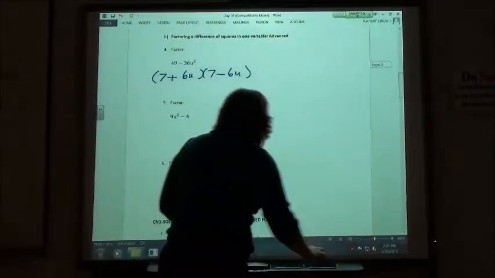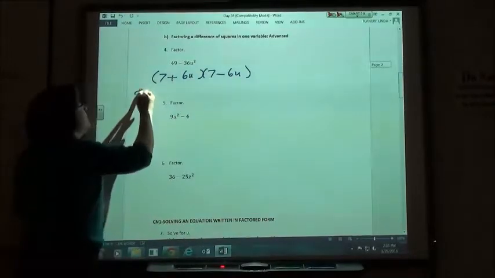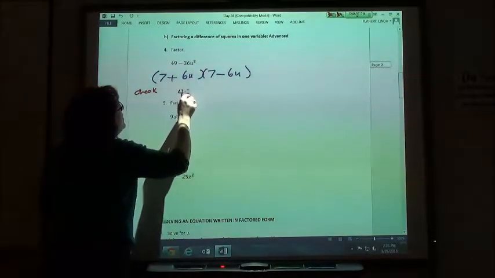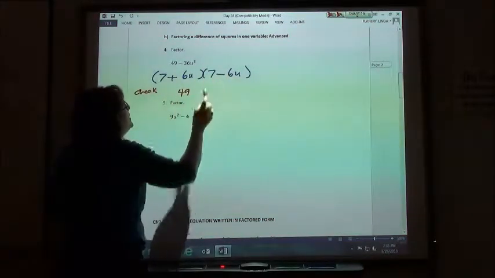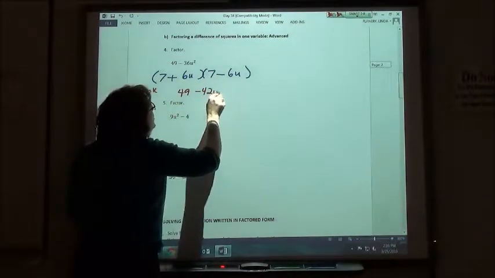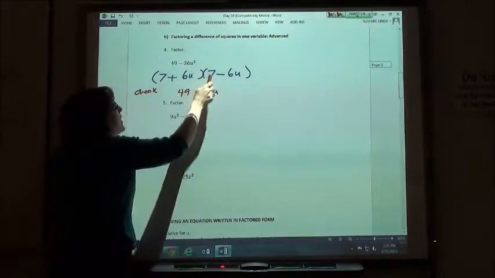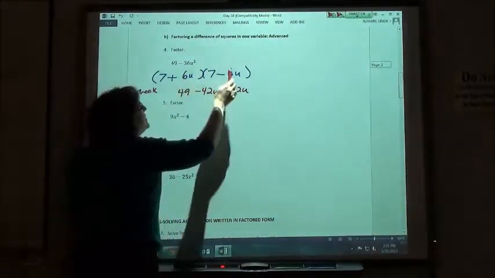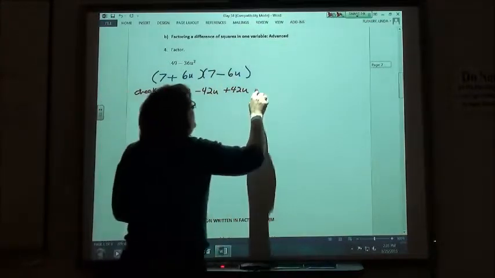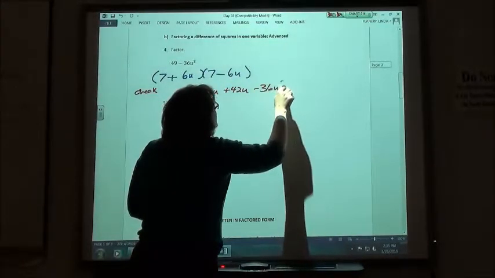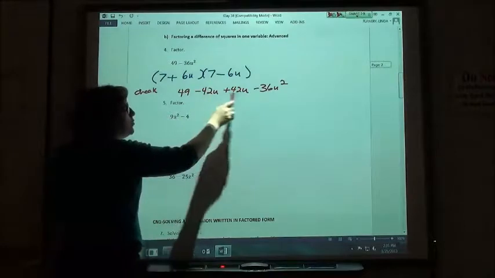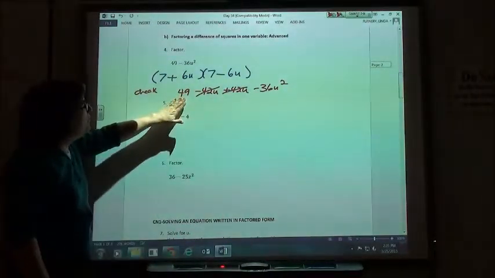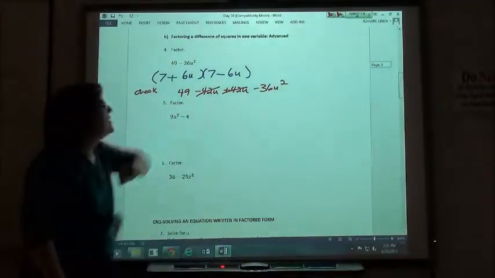Again, if we want to check it out, we're going to FOIL it. 7 times 7 is 49. 7 times a minus 6u is a minus 42u. Positive 6u times 7 is positive 42u. Positive 6u times a negative 6u would be negative 36u to the second power. The middle terms end up being opposites. They cancel each other out. So we get the 49 minus the 36u squared.